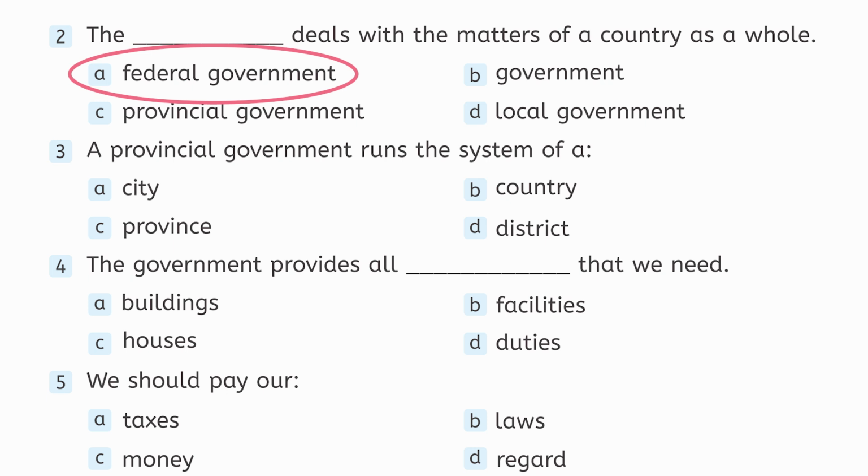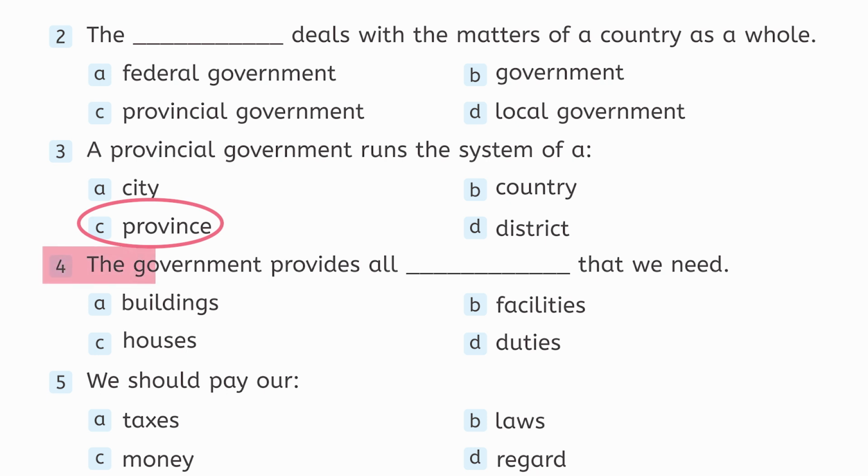And next we have, a provincial government runs the system of a option A city, option B country, option C province, option D district. So the correct option is option C, province.